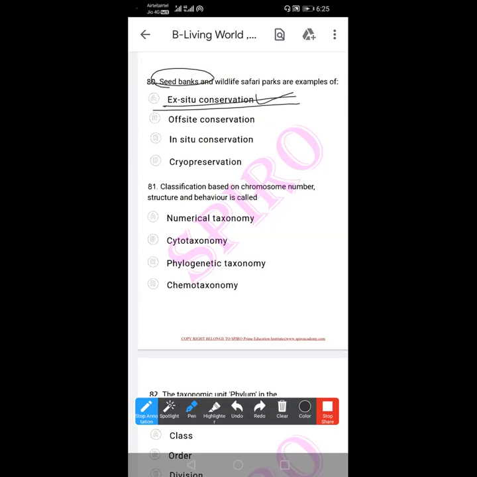are going to be extinct. The animals that are in danger of extinction are all going to be protected in the wildlife safari parks. So they are removed from their natural habitat. So it is an example for ex situ conservation. So the correct option is option A.